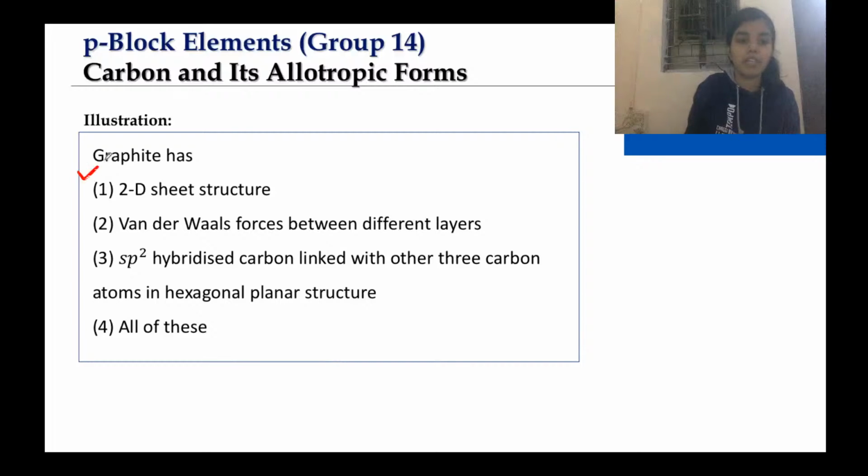Now next question is, graphite has 2D sheet structure, van der Waals forces between different layers, sp2 carbon linked with other 3 carbon atoms in hexagonal planar structure, and all of these. What should be the answer to this question?